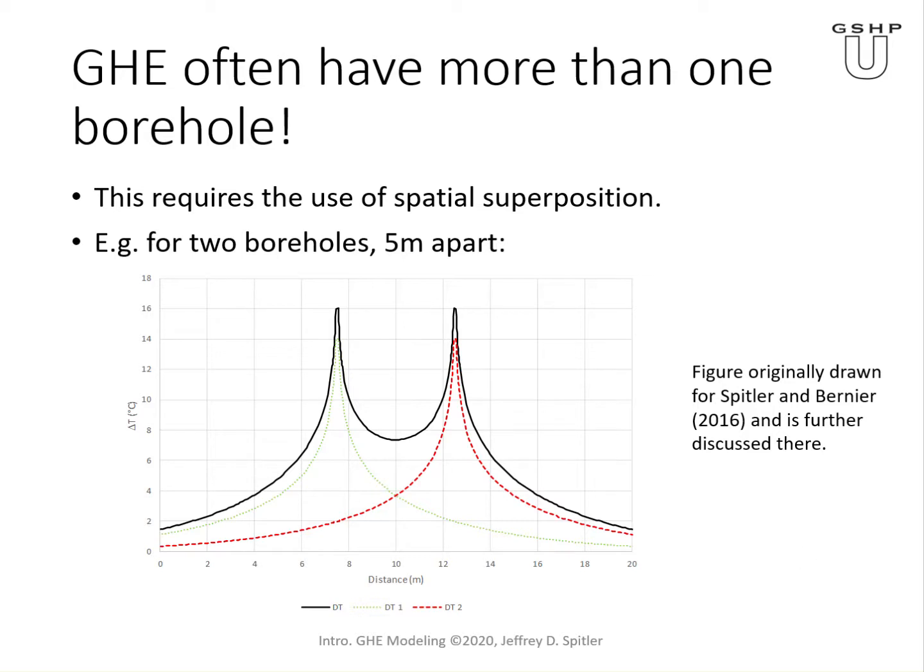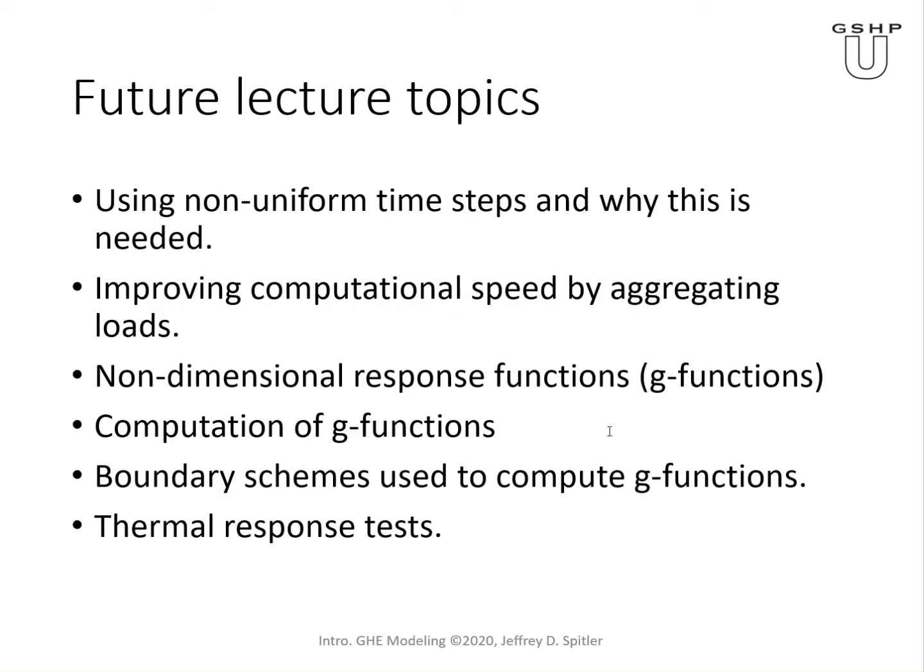Well, that'll come up in a future lecture topic. So I tried to think about what else we might discuss related to modeling of ground heat exchangers. First of all, we often want to use non-uniform time steps. It's important to save computational time. So far, you saw for 50 hours, 50 steps, it worked very fast for us to just sum up. By the 50th hour, we were summing up 50 responses.